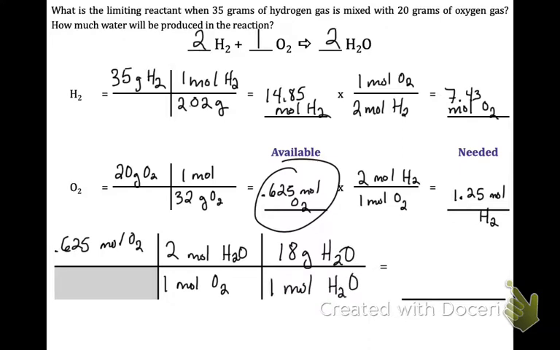When I multiply across the top and I divide by the bottom, I find out that I would produce 22.5 grams of water if I started the equation with 20 grams of oxygen.